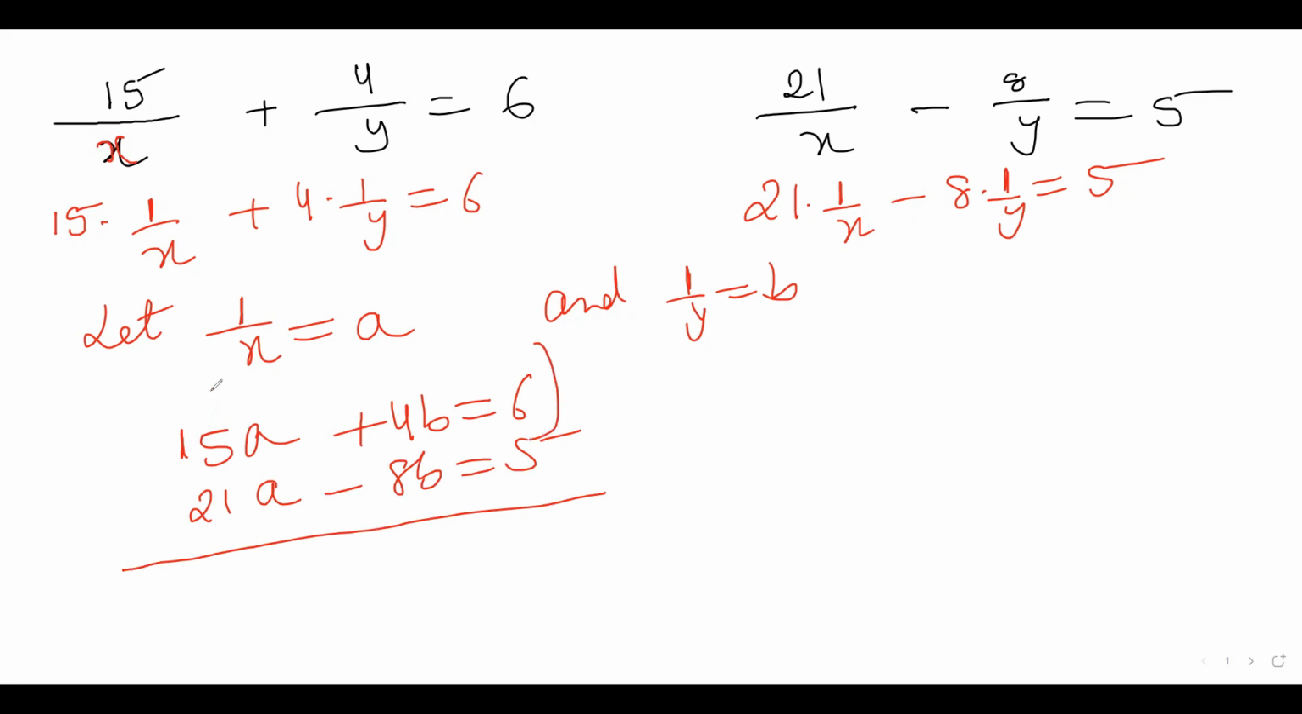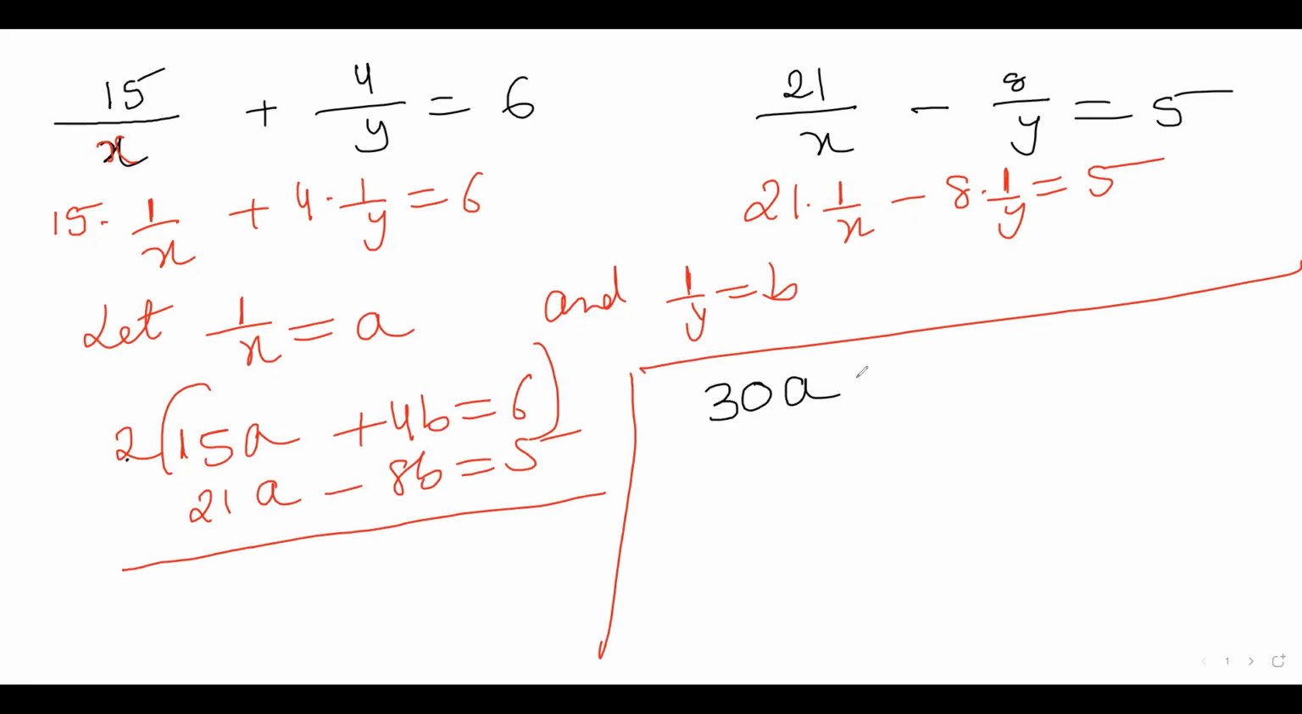Multiply the entire first equation with 2. So what would you get? On multiplying the first equation with 2, 15 2s are 30a, 2 4s are 8b, 2 6s are 12. No need to multiply the second equation. Write it as it is.